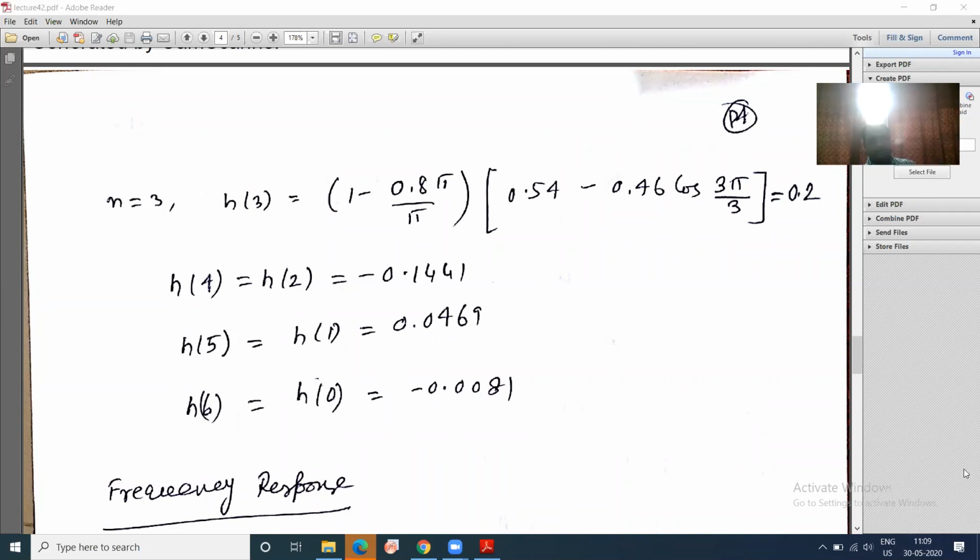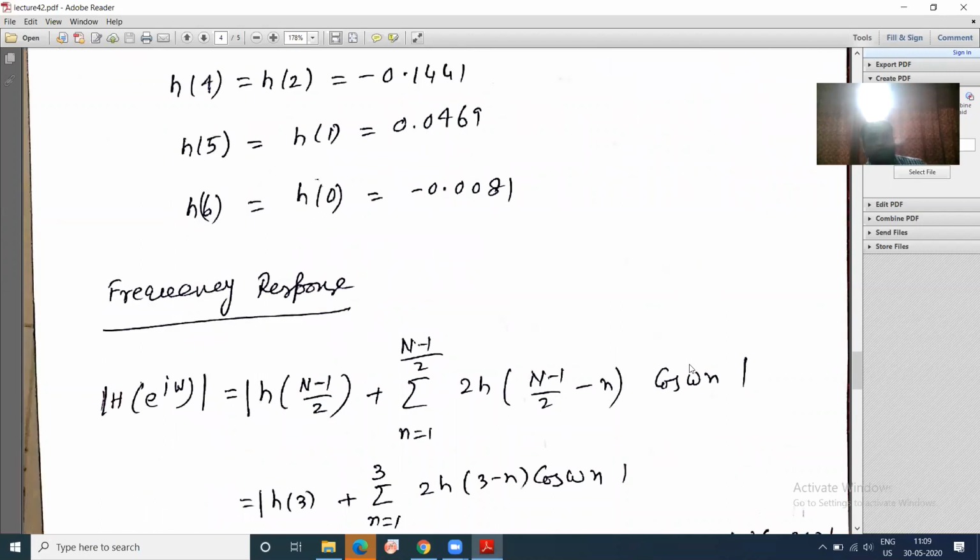All values are estimated. Now, if you find the frequency response, magnitude of H(e^jω) equals h((N-1)/2) plus the sum from n equal to 1 to (N-1)/2 of 2 times h((N-1)/2 minus n) into cos nω. This we have derived for a symmetric impulse response with the symmetric condition h(N-1-n) equal to h(n), and for an odd number of samples. This we have derived already. So we'll directly use this expression.